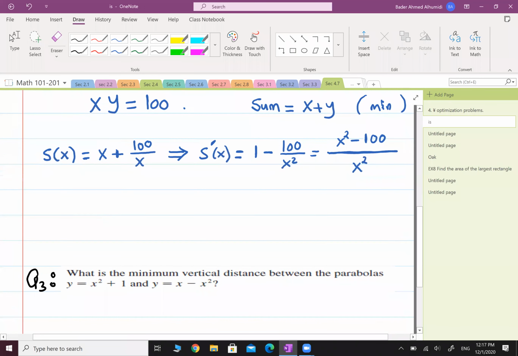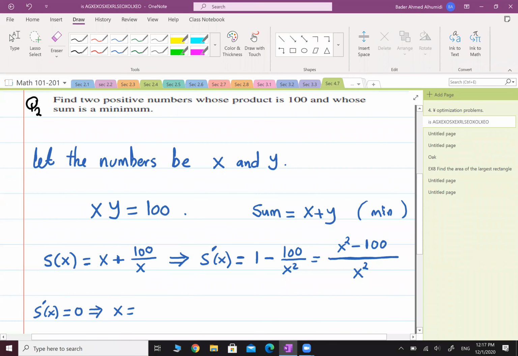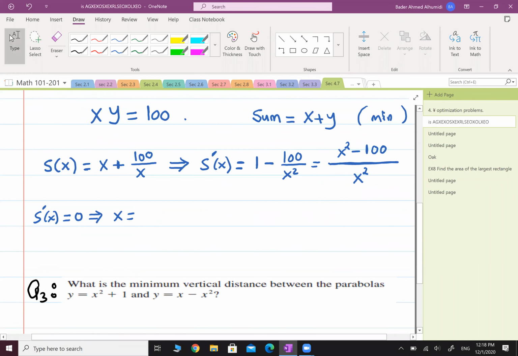Good. Now what are the critical values? S prime of x equal to 0. Who can tell me what are the critical values here, critical numbers? x equal to what? Plus or minus 10. But let us go back to the question. What did he say in the question? He said find the minimum, two positive numbers. So can we say x is plus or minus 10? I will say only no. x equal to 10, because you are talking about positive numbers here.